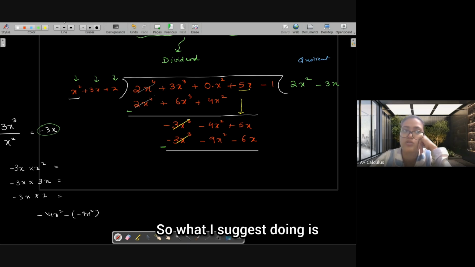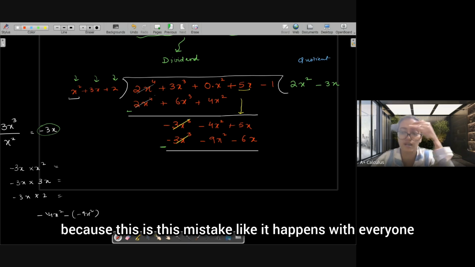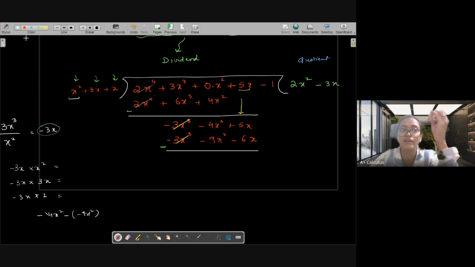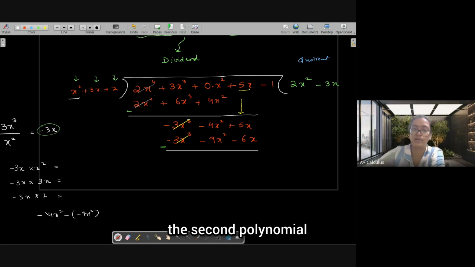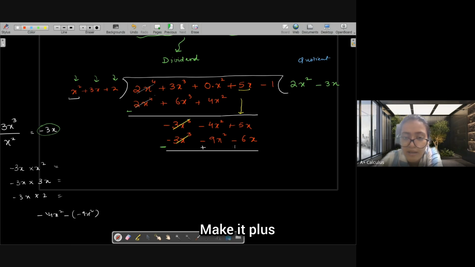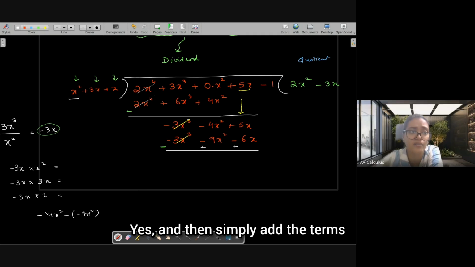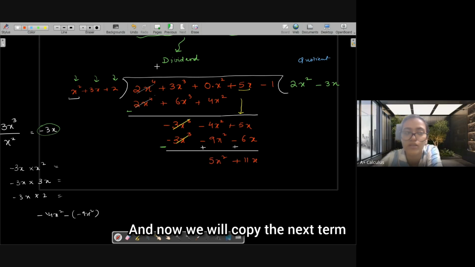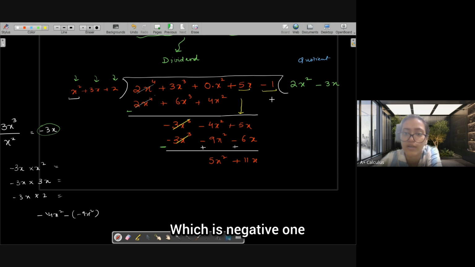5x squared, yes. So what I suggest doing is, because this mistake happens with everyone when you're doing the subtraction part, just change the sign. When you do subtraction, the sign of all the terms changes for the second polynomial. So this is negative, make it plus. This is negative, make it plus, and then simply add the terms. So this will give you 5x squared plus 11x. And now we will copy the next term, which is negative 1.